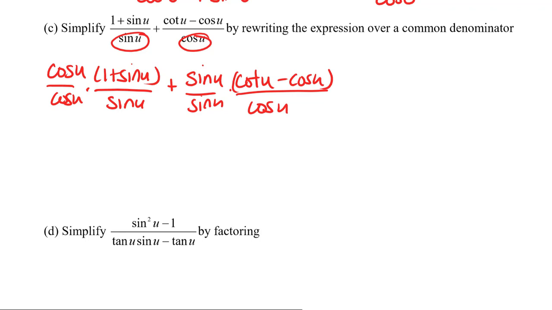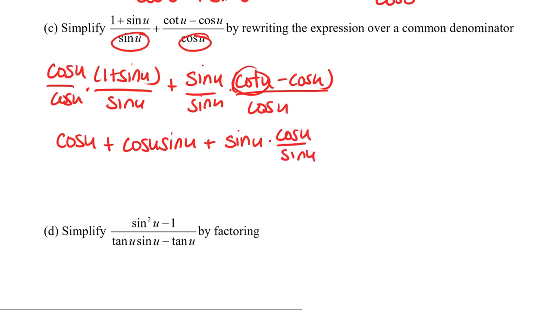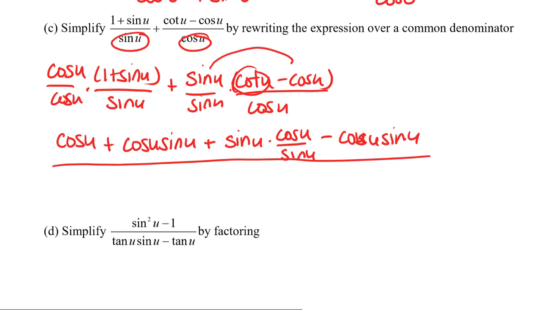I'll distribute, and I'm going to get cosine u plus cosine u sine u plus sine of u times, remember cotangent u is cosine u over sine u. I'll plug that in. And then sine u times negative cosine u is negative cosine u sine u. And this is all over my common denominator of cosine u sine u. Now when we look at the numerator, there's some canceling that can happen. Positive cosine u sine u cancels with negative cosine u sine u.